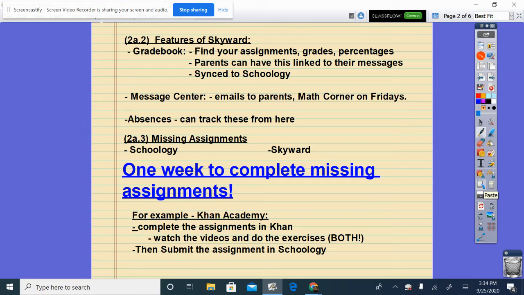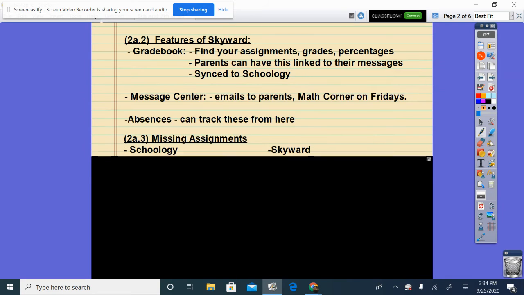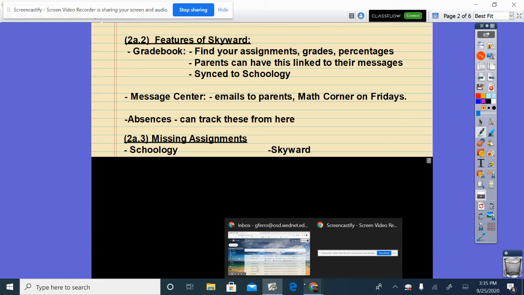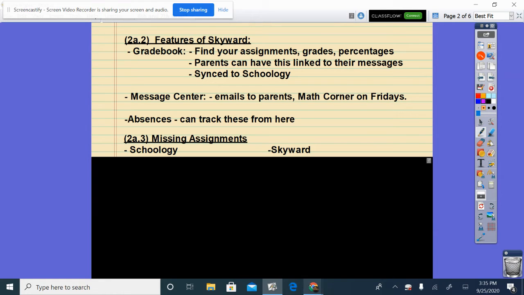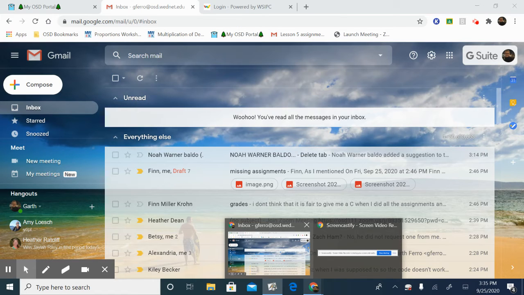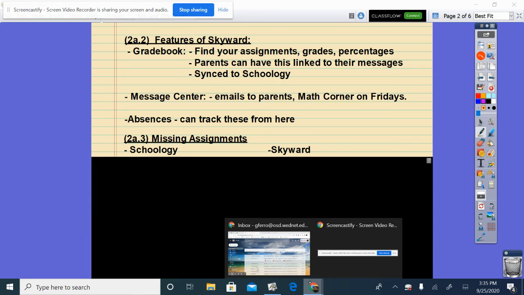Then during class, we went to Schoology and looked at all those different sections. For example, you can go to Schoology and look at the updates section. Let's see if that'll work for me.